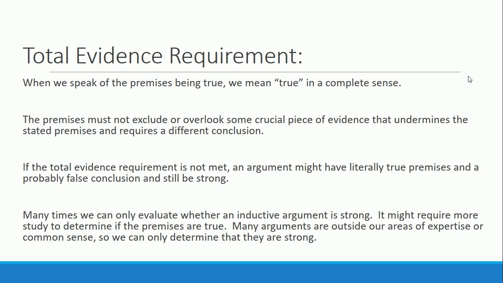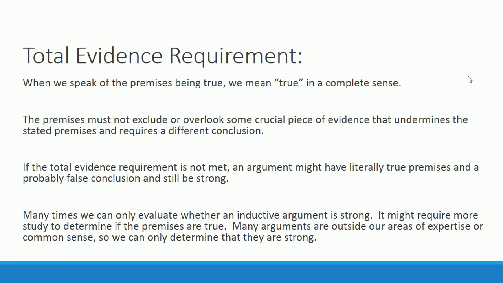All right, Hurley brings up this total evidence requirement. So let's try to get a grip on this. When we speak of the premises being true, we mean true in the complete sense. So the premises must not exclude or overlook some crucial piece of evidence that undermines the stated premises and requires a different conclusion. So if the total evidence requirement is not met, the argument might have literally true premises and a probably false conclusion and still be strong.